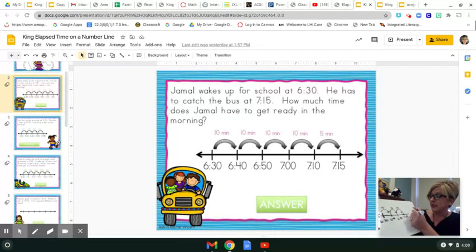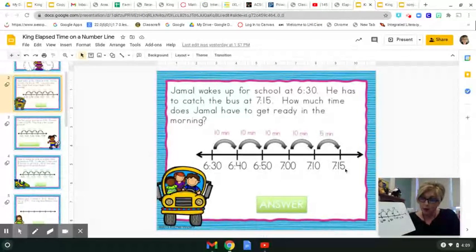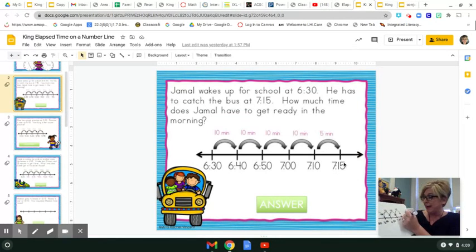You can see here. Okay, now they added 10 more minutes to get us to 7:10. I need to extend my number line just a little bit. So in 10 more minutes, it's 7:10. We're almost there. Now, I know he has until 7:15. But if I add 10 more minutes, that gets me to 7:20. So that's too much time. I need to just go now 5 more minutes to get to my ending time of 7:15.